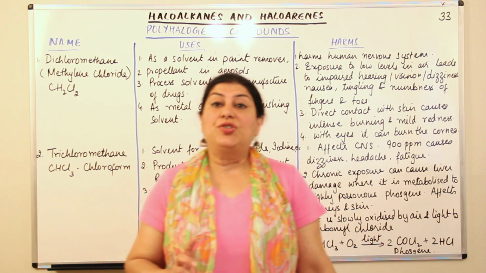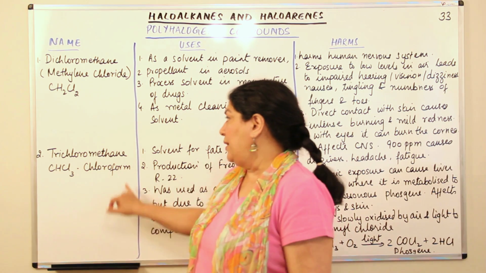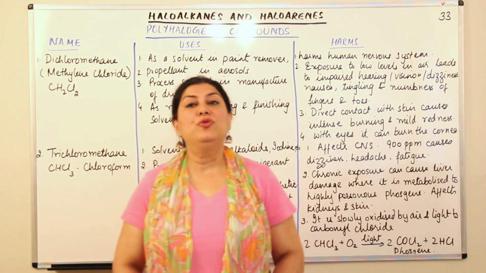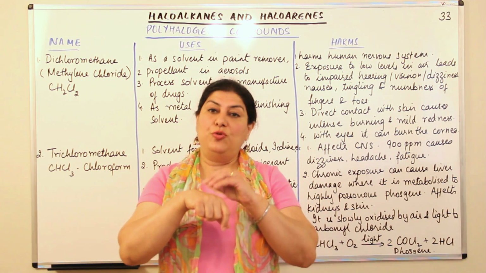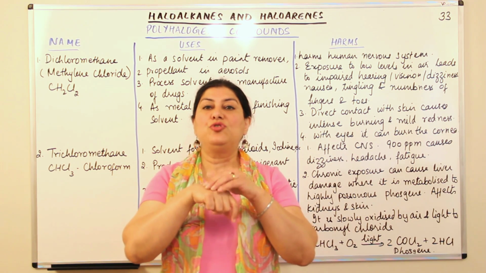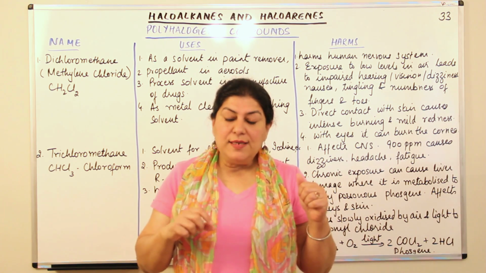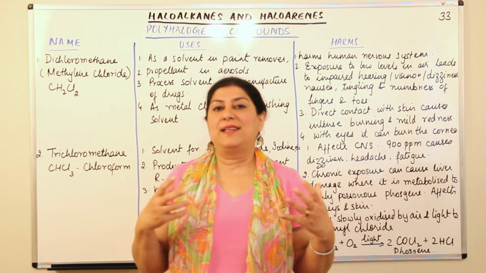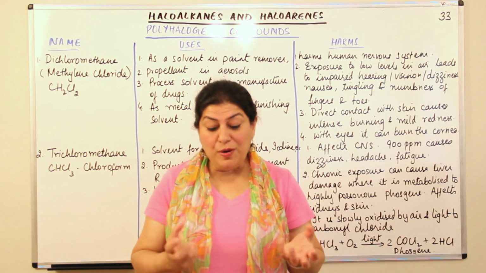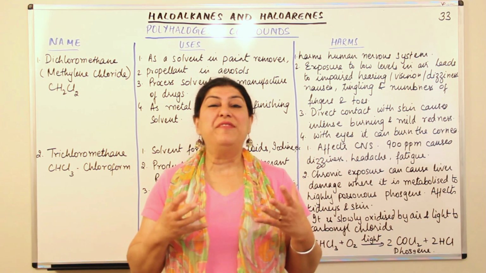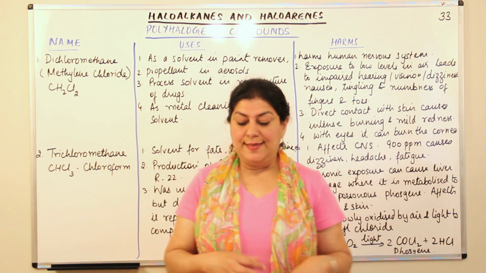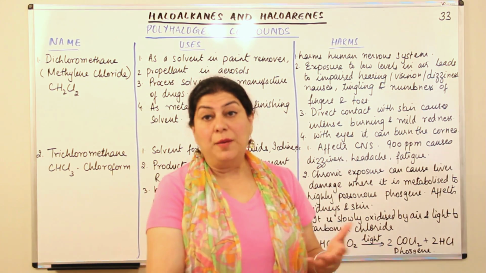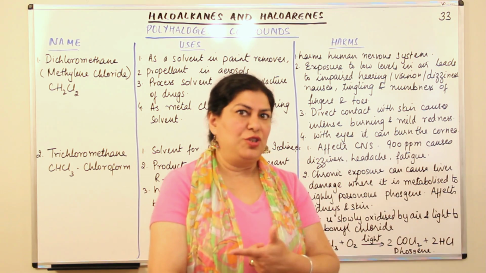The next compound is triiodomethane or iodoform. The formula would be CHI3. Iodoform used to be used on wounds, like it used to be used for dressing. And it was used for dressing because the iodine that was liberated in it acted as an antiseptic. But the problem with it was that iodoform has a very foul smell. So these days, this has also been replaced by other compounds which may just liberate iodine without the foul smell.